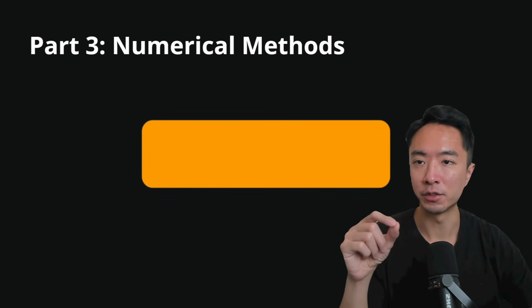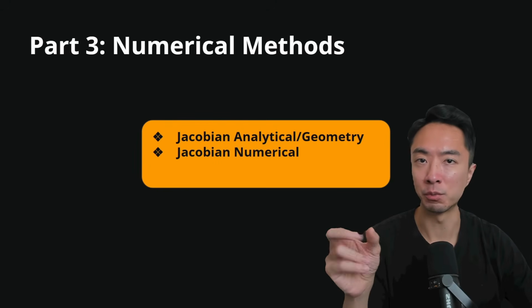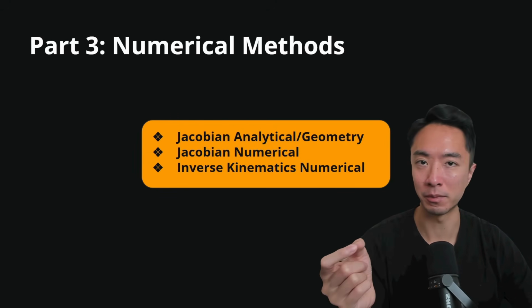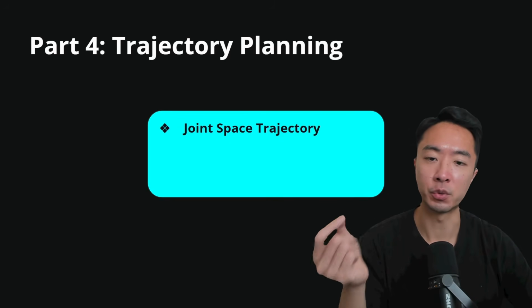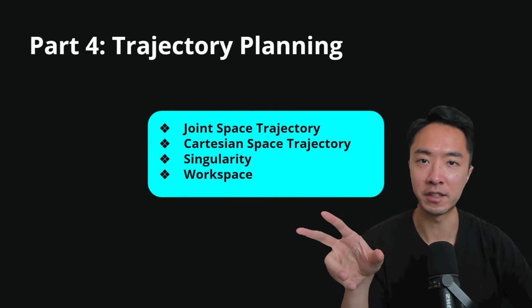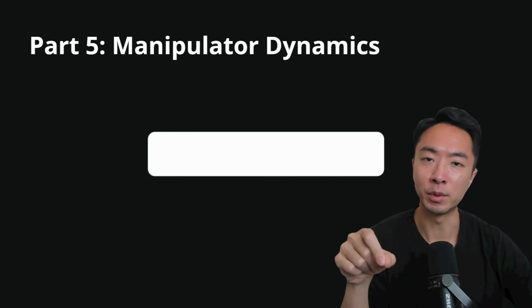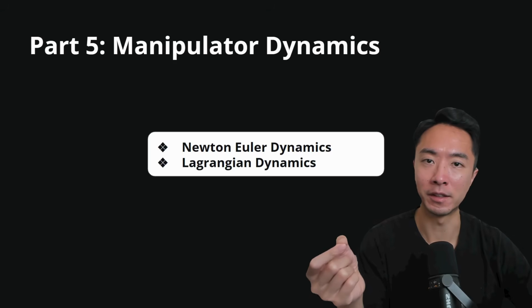Part 3, we'll dive into numerical methods. So we'll first explain what the Jacobian is, dive into the numerical version of it, and end it with the inverse kinematics using numerical methods. Part 4, we'll dive into trajectory planning. So we'll go into joint space trajectory, Cartesian space trajectory, talk about singularities, and workspace analysis. And the last part, we will dive into manipulator dynamics, specifically the Newton-Euler method, and finally, the Lagrangian.